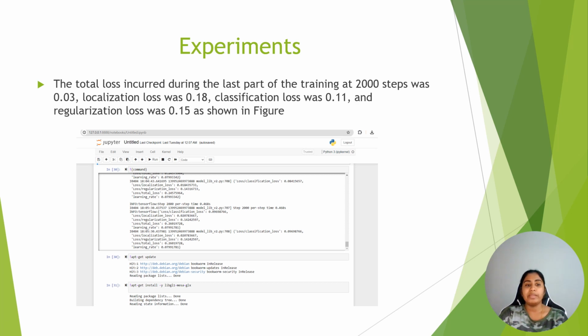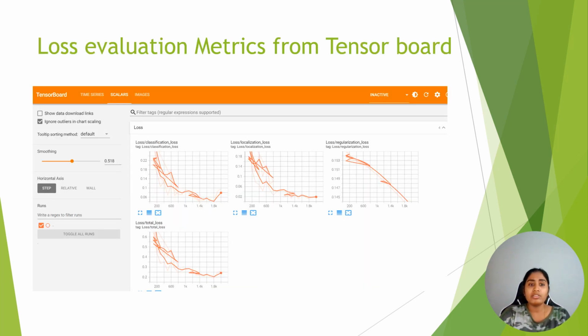I got very little loss because the accuracy was high. When you see the loss evaluation metrics from TensorBoard, which is also a graphical analysis tool where we can see all the graphical analysis, it was very high at first and it goes down to 0.06, which is pretty low loss. So these are the evaluation metrics from the TensorBoard tool.